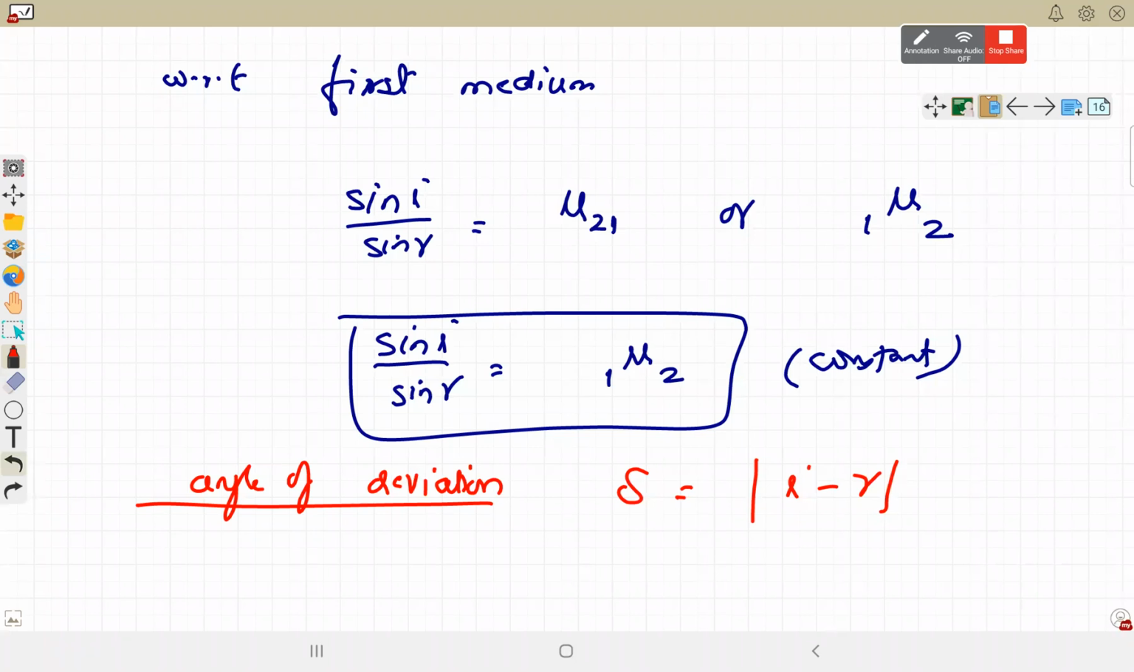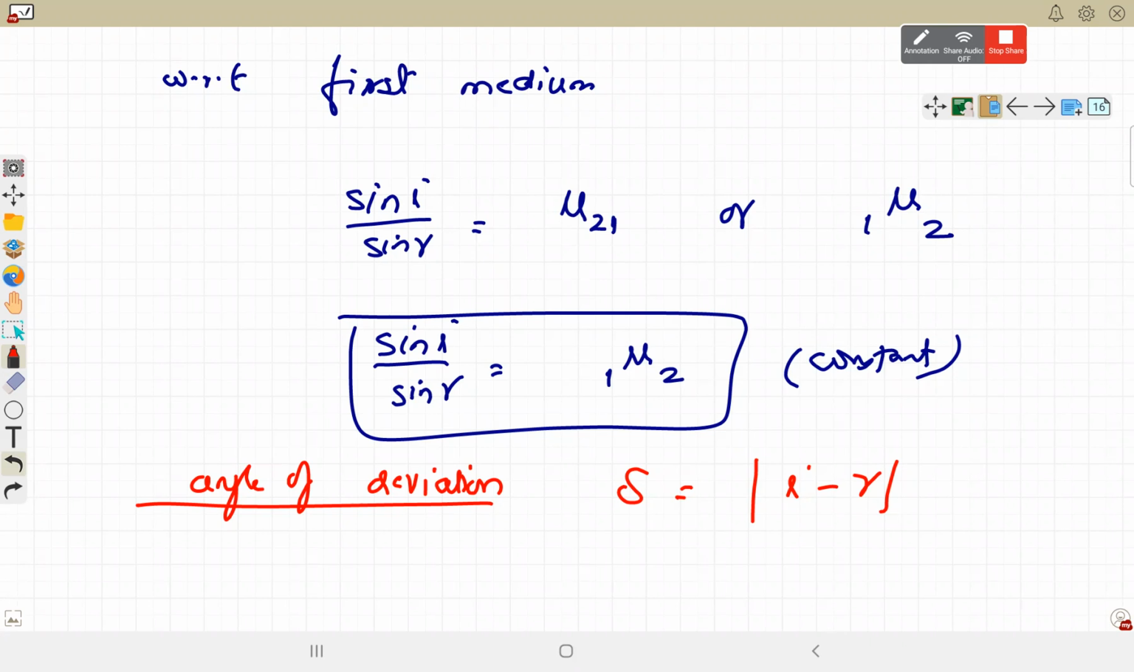Angle of deviation is the angle between the incident light ray and the refracted light ray. Correct. So what is the cause of refraction, by the way? Come again. What is the cause of refraction, Agastya? The cause of refraction is a difference of speed between two mediums, and light always takes the shortest path possible. It will take the least time to reach.